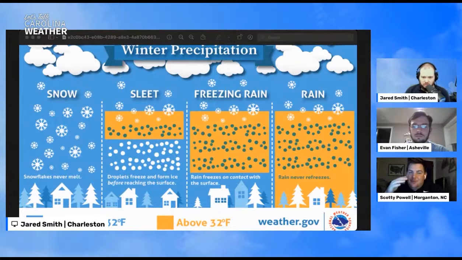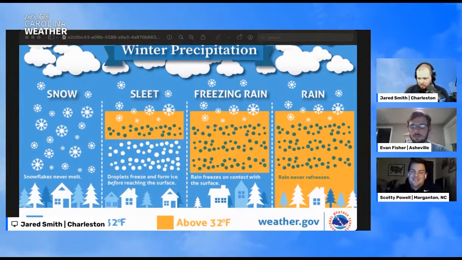Sometimes that layer of warm air is shallow, maybe just a couple hundred feet where it's above freezing. So that snowflake melts and then refreezes into what we call sleet pellets. These are little tiny balls of sleet. It looks like a BB, basically. And those are sleet pellets.